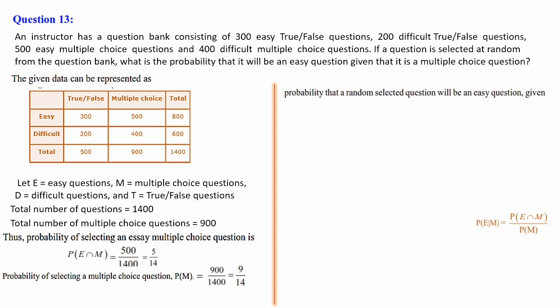So let's substitute it. Probability that a randomly selected question will be an easy question given that it is a multiple choice question. This is the sentence I have taken from the question. That is P of E given M, which is equal to P of E intersection M by P of M, already explained here. Let's substitute it. P of E intersection M is 5 by 14 and P of M is 9 by 14. Cancellation of 14 can be done. So the answer will come as 5 by 9. So the required probability is 5 by 9.